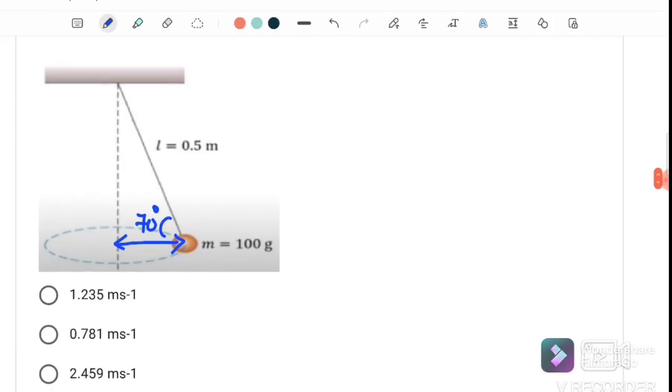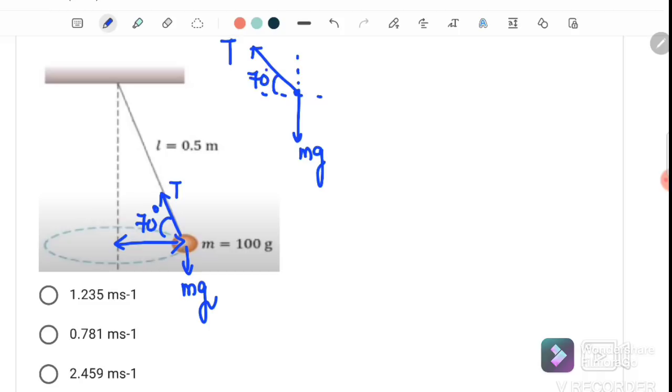Okay, so here we know that this is a question related to centripetal force. So we can first draw the free body diagram, where we have the tension and also mg acting downward. The tension is at the angle of 70 degree to the horizontal. Since the motion is moving horizontally, our centripetal force Fc is acting to the left.